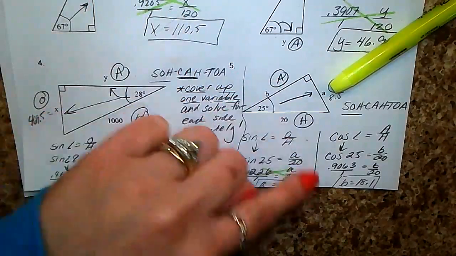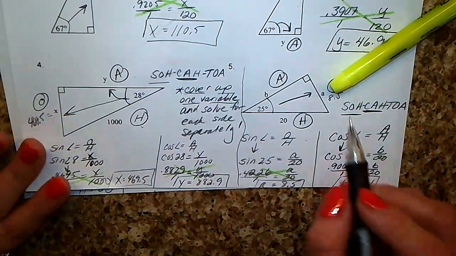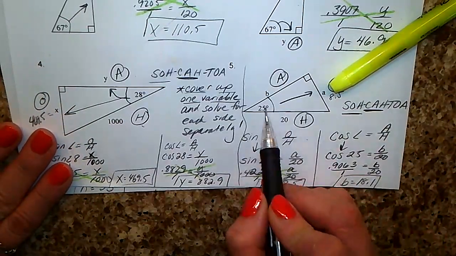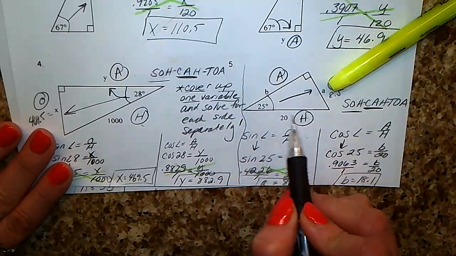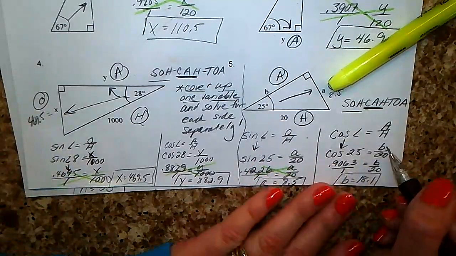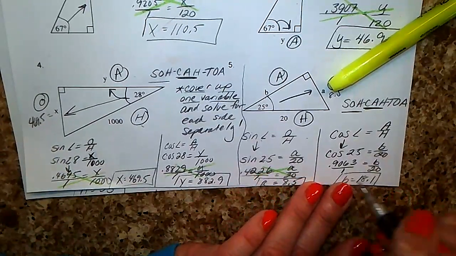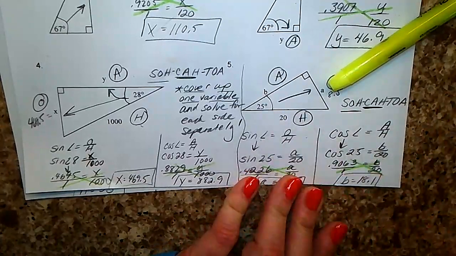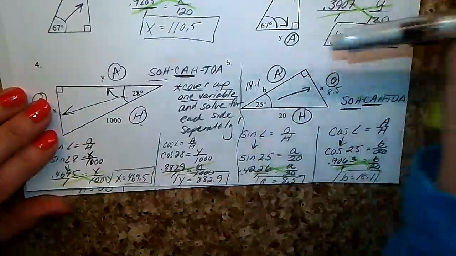I have an A and an H this time. So A and the H, that's cosine. So the cosine of the angle is the adjacent over the hypotenuse. Now remember, our A is B, that's our B there, and our H, our hypotenuse, is 20. So cosine of 25 is the B over 20. We get the cosine of 25 in our calculator. We set it up, we're able to cross multiply, and we end up with that missing side of B as 18.1. Okay, let's go to the next page.